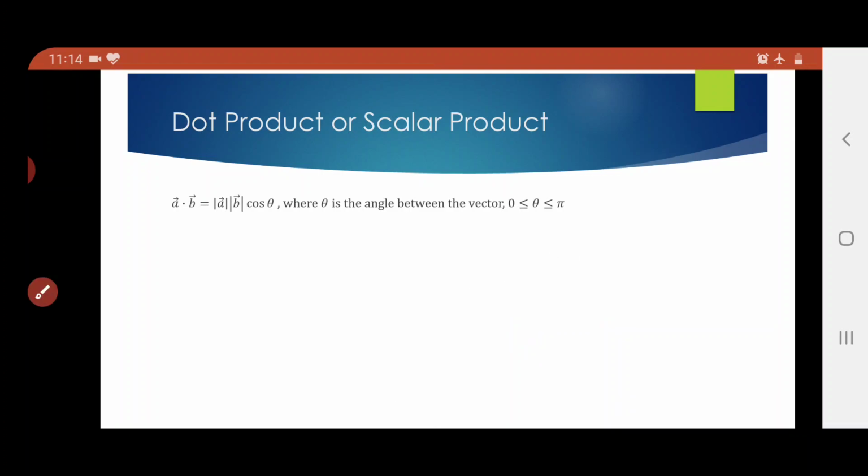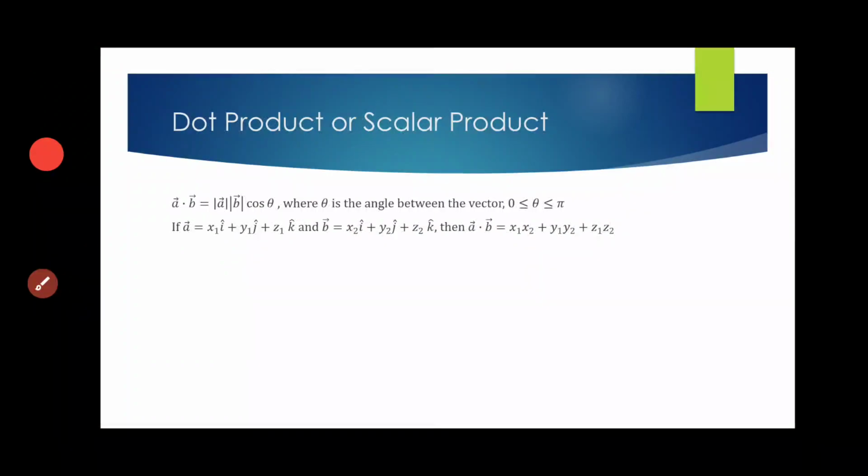Now, as you can see, this product is defined in such a way that it is giving me a scalar value, only a number. So if I have the two vectors represented in this form, x1 i, y1 j and z1 k, and similarly x2 i, y2 j and z2 k, then the dot product is given by the formula x1 x2 plus y1 y2 plus z1 z2, which is basically component wise multiplication and then adding them.